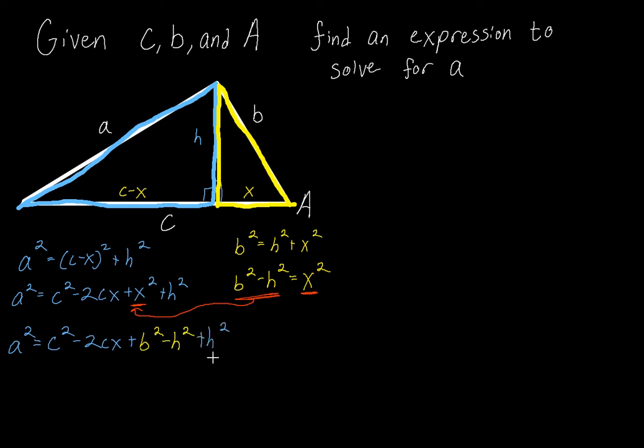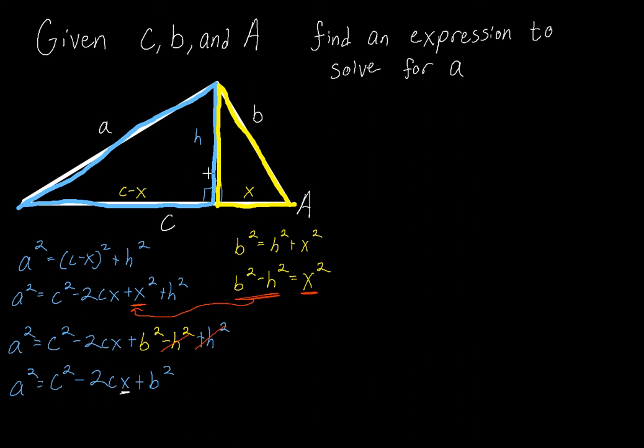plus h squared. And what's so nice about this is that if you look right here where my pen is, I have negative h squared and positive h squared. Well, those two cancel each other out. And I end up with a squared equals c squared minus 2cx plus b squared. So I just went from having 3 unknowns in my equation to just 1. I used to have an x squared and an h squared. Using the substitution with the yellow triangle, I brought it down to where all I need to do is find a way to get rid of this x right here.